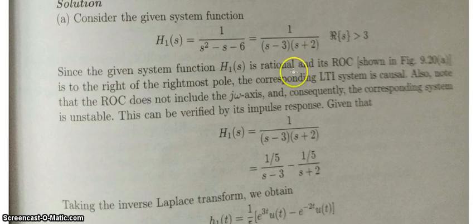Therefore we can say the given LTI system is causal, but the ROC does not include the j omega axis. Therefore the given system is unstable. Okay, so by partial fraction expansion, H1(s) is equal to (1/5) divided by (s minus 3) minus (1/5) divided by (s plus 2).